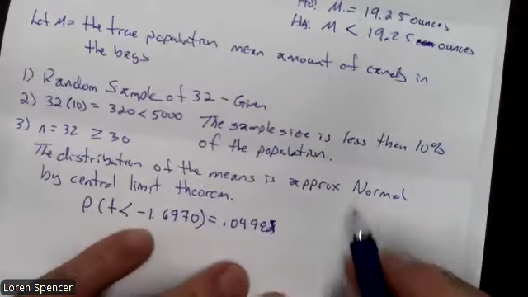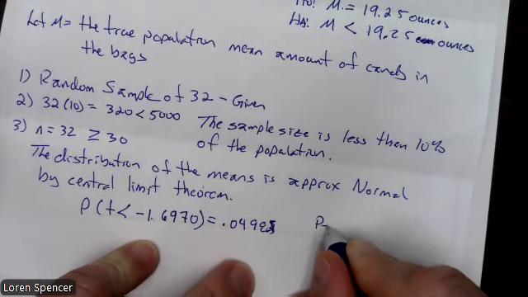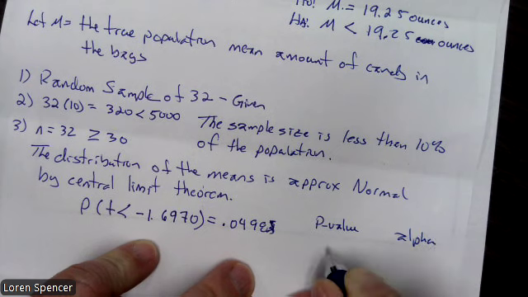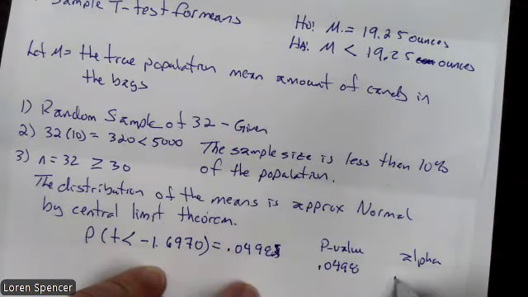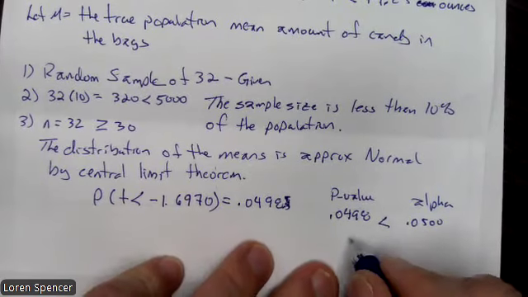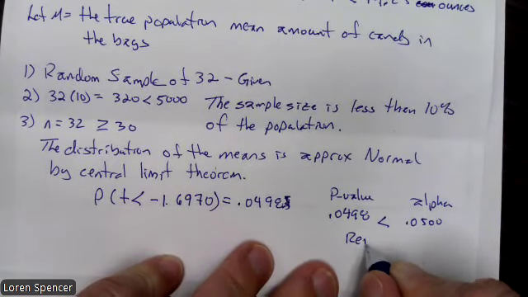Now we need to make our comparison. P-value, alpha. The p-value is 0.0498. Oh, we have an alpha of 0.05. The p-value is smaller, so we're going to say reject the null.